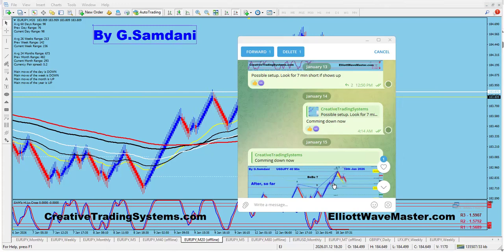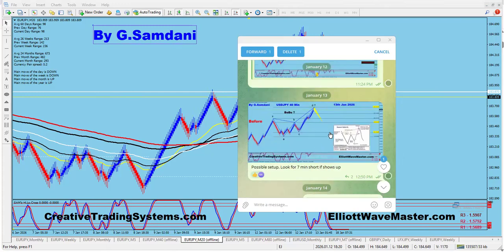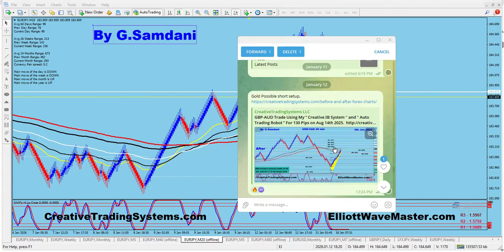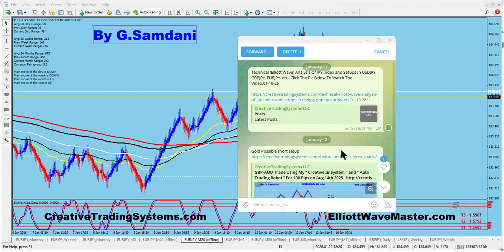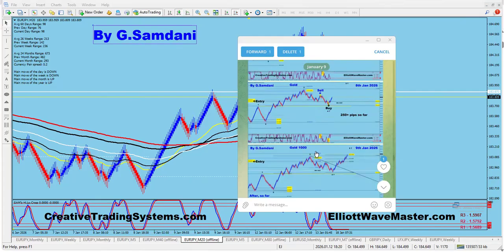USD yen is coming down here. I posted that it's going to come down. It came down, right? So all of these, this one I said is going to go up, and then it did go up, right? You see that? Gold, this one, see, it's supposed to be going to the upside. Look what happened from here all the way there.